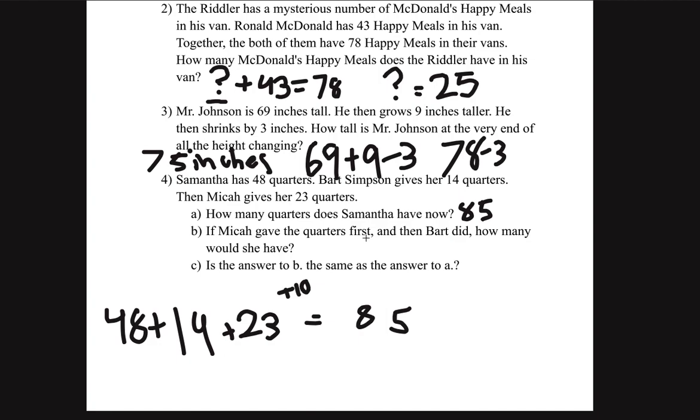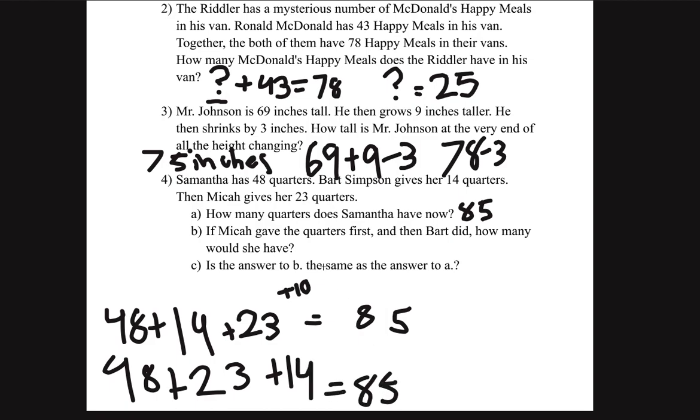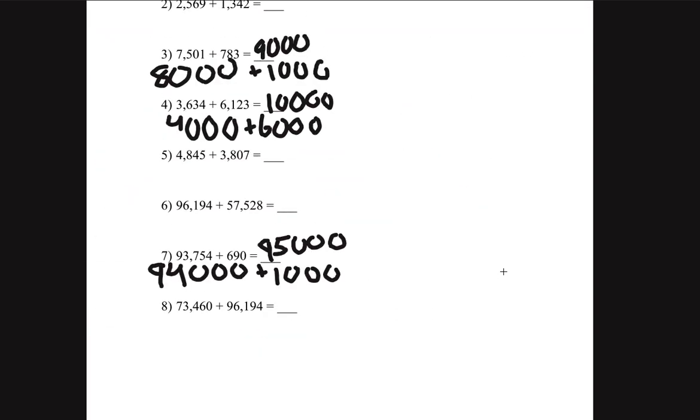If Mika gave the quarters first and then Bart did, how many would she have? Even if Mika gave her first, you're not really changing the equation, are you? So since it's 48, and then Mika gave her quarters first, and then Bart, it would still be 85. And so, is the answer to B the same as the answer to A? Yeah, it is. That's it for lesson 2, grade 4, and have a good day.